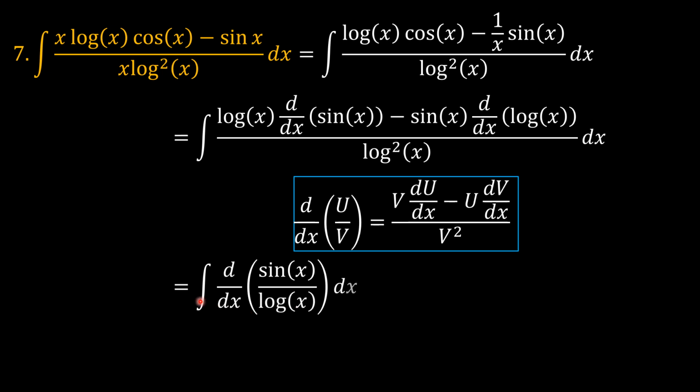So the integral being the antiderivative, those processes cancel each other, and so our integral becomes sine x over the natural logarithm of x plus the integration constant, and that's what they were looking for.